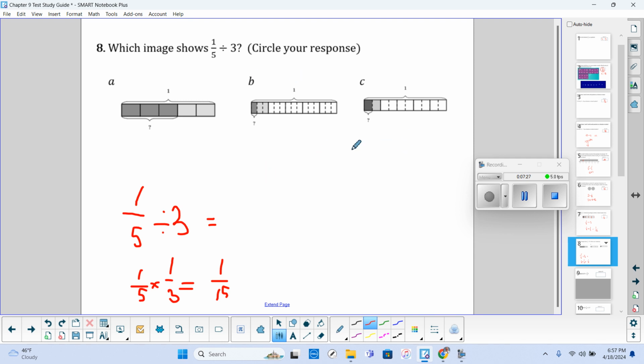The answer is B, right? Which, if you count them, you could see 1, 2, 3, 4, 5, 6, 7, 8, 9, 10, 11, 12, 13, 14, 15. But if you look closer, you will see that you have 1, 2, 3, 4, and then if you look at the end here, 5 equally sized pieces that are broken up into 3 more equally sized pieces, meaning that 1/5 divided by 3 is 1/15. The answer is B.